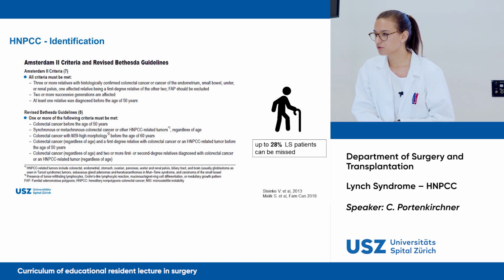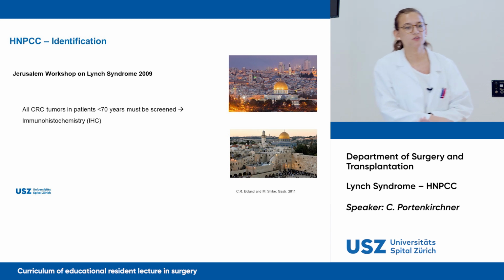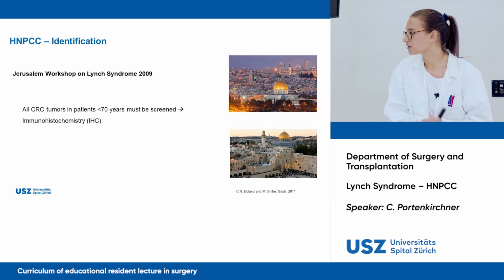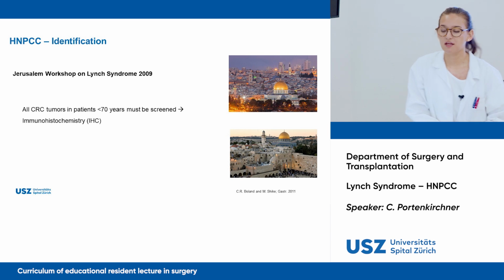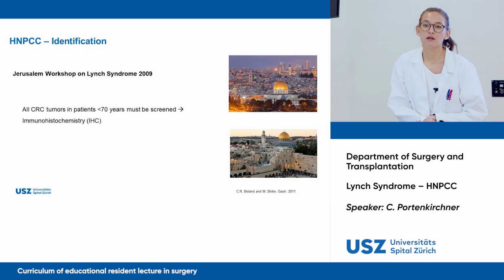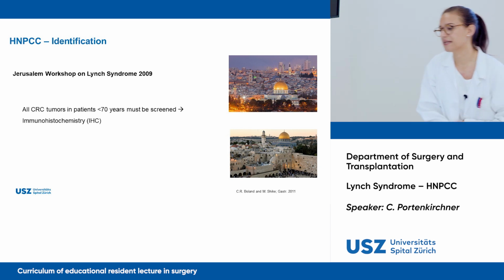So there was a working group of these experts, as well as other Lynch syndrome experts. They met together in Jerusalem in 2019 and talked about this topic, and the conclusion was that every patient with colorectal cancer who is under the age of 70 must be screened with immunohistochemistry. They also made a conclusion for surveillance. We will come to this later.